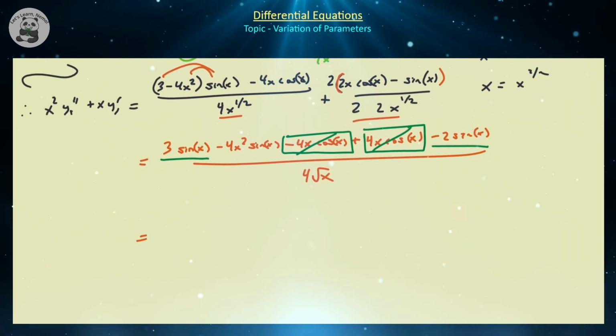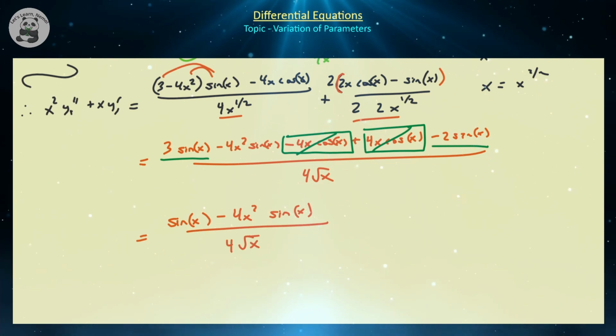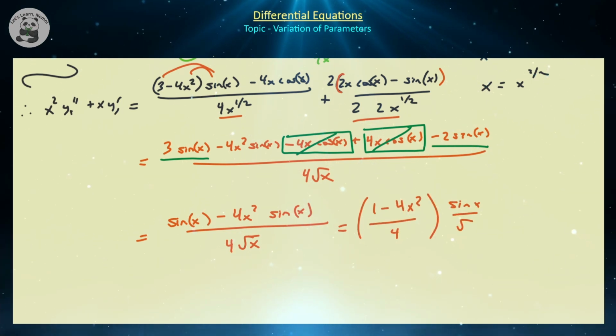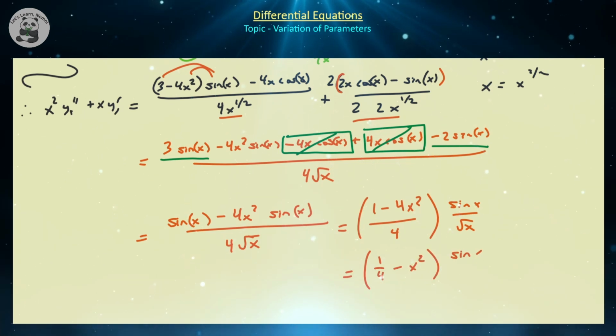So this is just going to be leaving us with the sine of x minus 4x squared times the sine of x. So both have a sine, that's pretty nice. And then we're going to have 4 square roots of x on the bottom. We're going to be left with 1 minus 4x squared over 4 times the sine of x over the square root of x. I can divide that 4 into each of these terms, and I'm going to have 1/4 minus x squared times the sine of x over the square root of x.